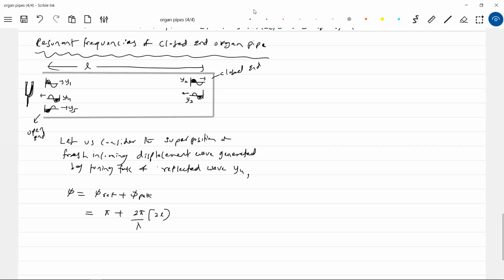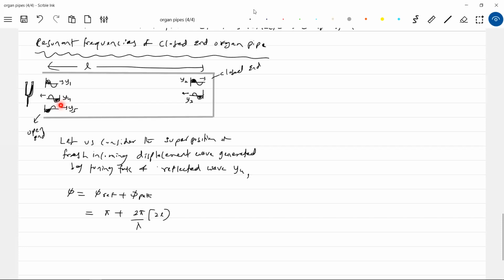Are you able to understand? So why this 2L? Because it has covered additional path, no? L plus L, this is 2L. Now again, why do we play musical instruments? To get maximum sound, no? So therefore, what shall I go for: constructive or destructive interference of the fresh incoming wave? I should go for constructive interference. So we do play musical instruments to get the maximum sound.